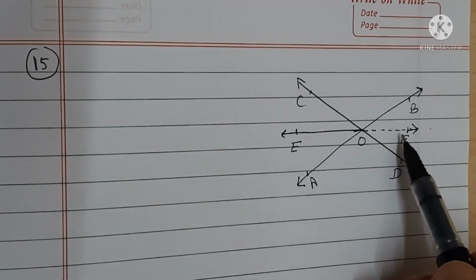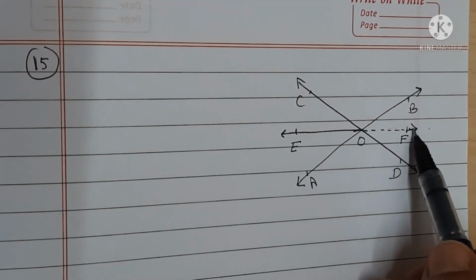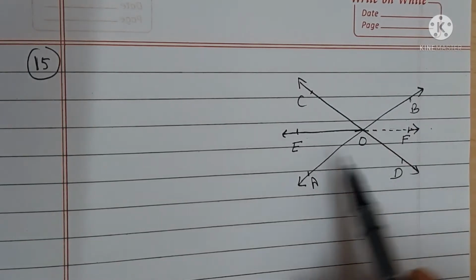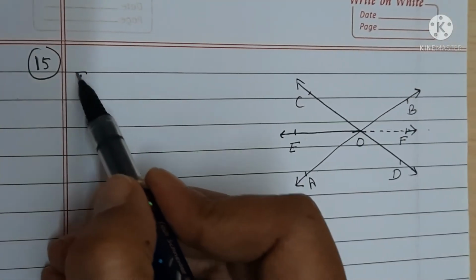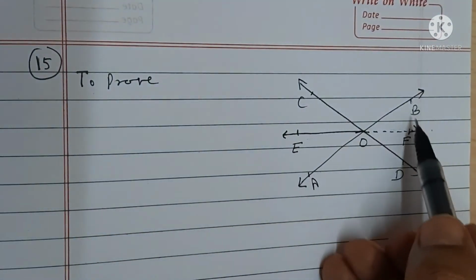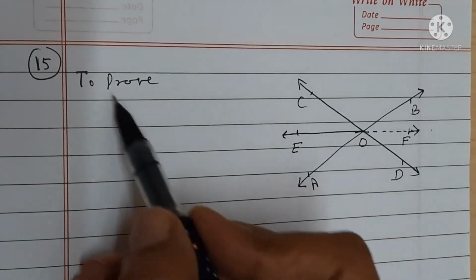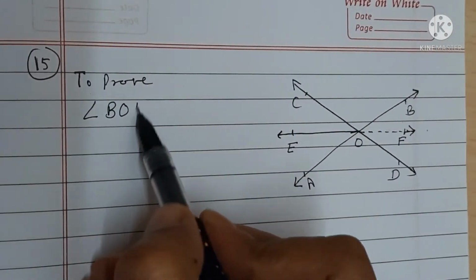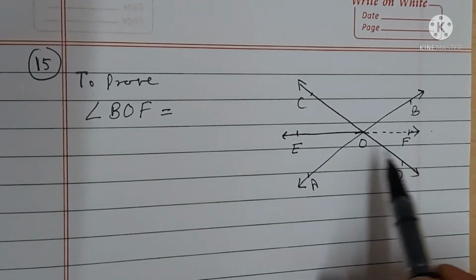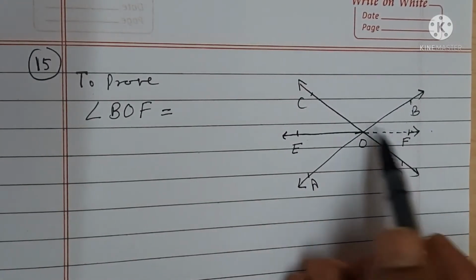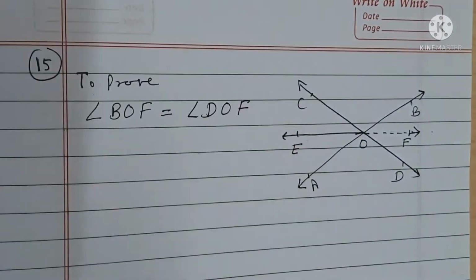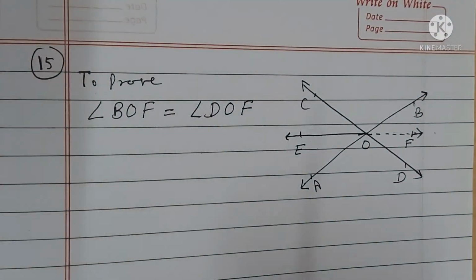So in this question we have to prove that this ray bisects this vertically opposite angle equally. It means to prove angle BOF is equal to angle DOF. Proof.